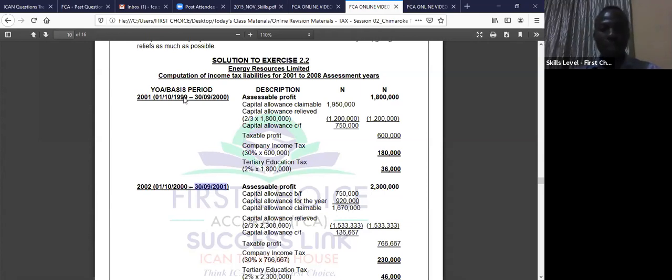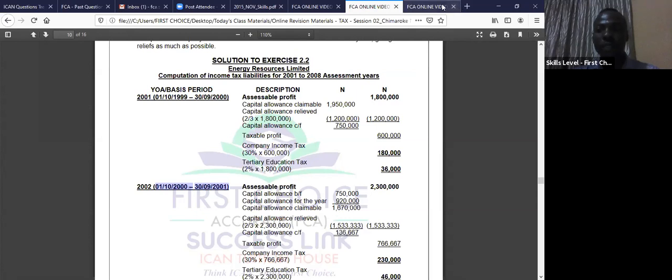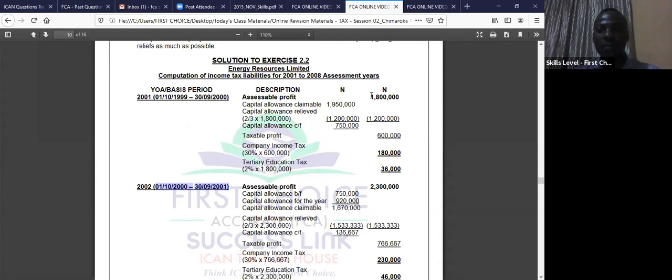We'll not be talking too much about the basis period because the business is not starting and there is no change of accounting date. So it's still the preceding year basis. For 2001, you take the figure for the year ending 2000; for 2002, you take the figure from the year ending September 2001, and so on. So with that in mind, our assessable profit is this one here.